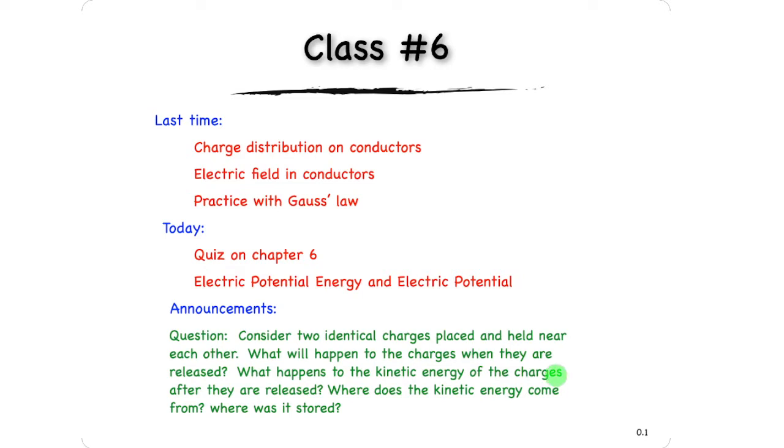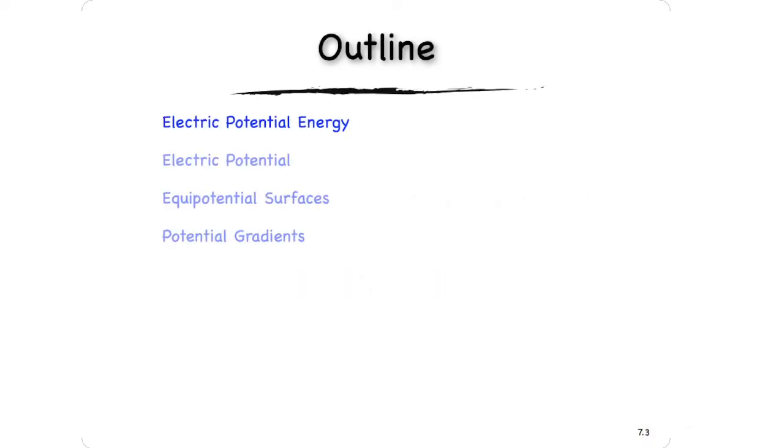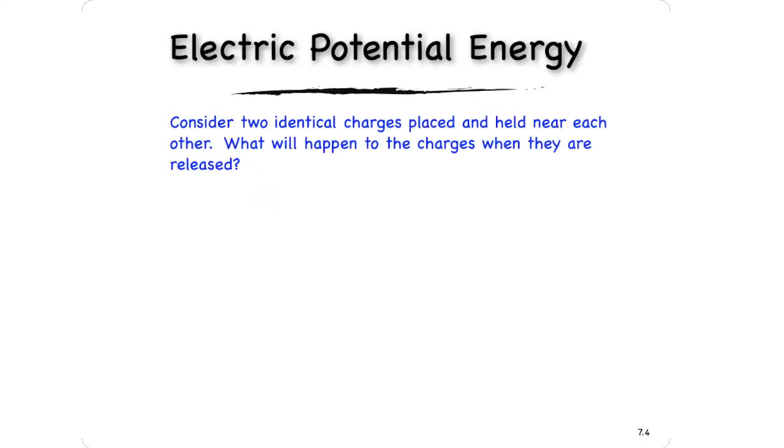Okay, so because they're moving apart, that means they have some kinetic energy. So if we release them, they move apart, they gain some kinetic energy. Where did that energy come from? Yeah, so there's electrical potential energy. It must take work to bring them together, and that work goes into potential energy. And then when we release them, we can get it back as kinetic energy. So that's the idea of what we want to do. And we'll start by talking about electric potential energy.